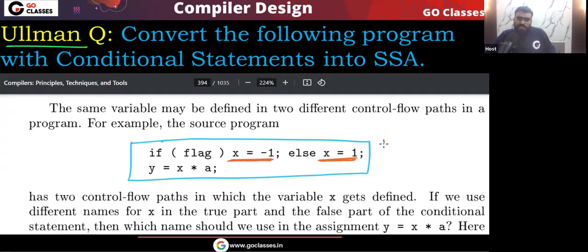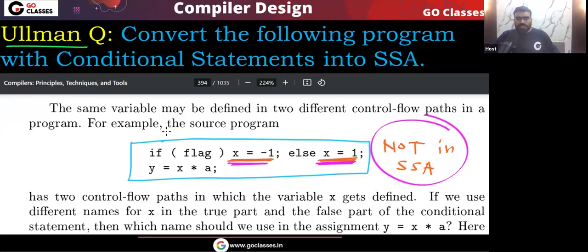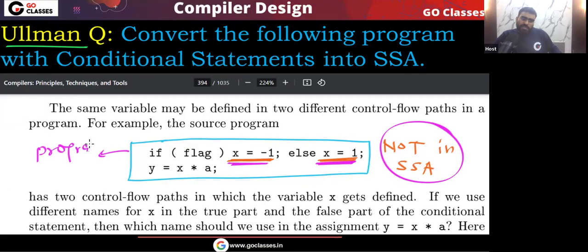No, this is not in SSA, right? Yes or no? So this is not in SSA, because you can see you are assigning more than once. This program text is not in SSA. So how do we convert it? We need to convert it into SSA. Anyone want to help? This is your code. Your code is something like this.